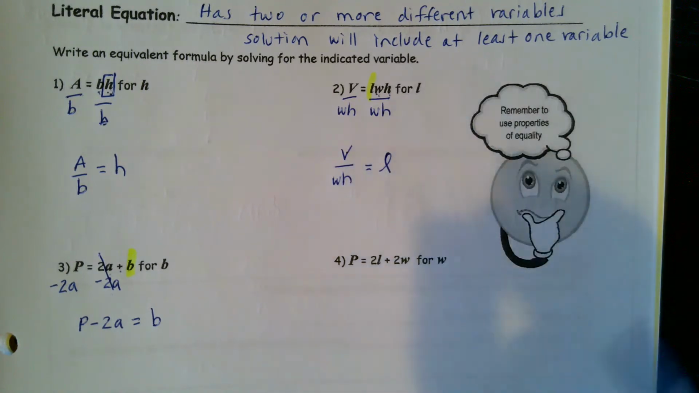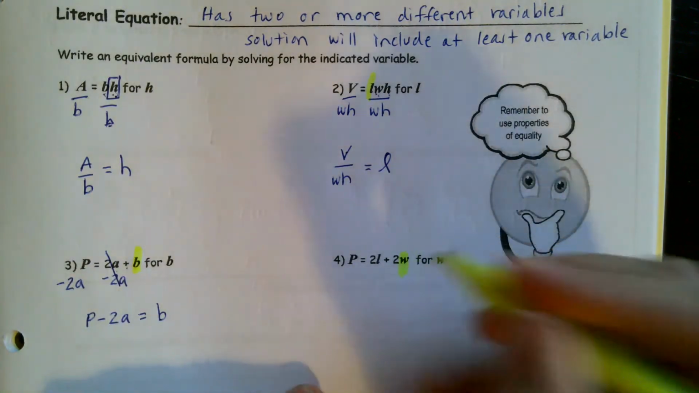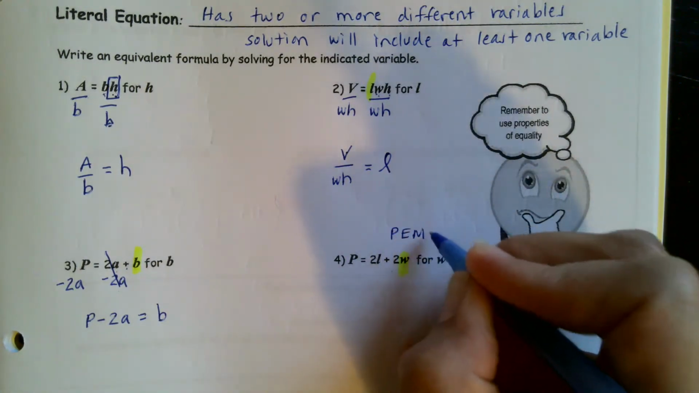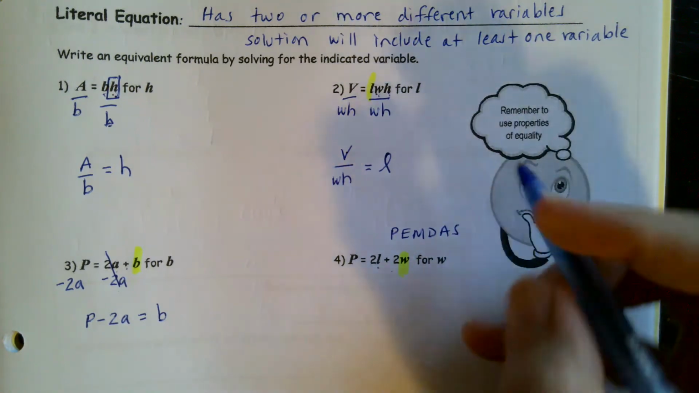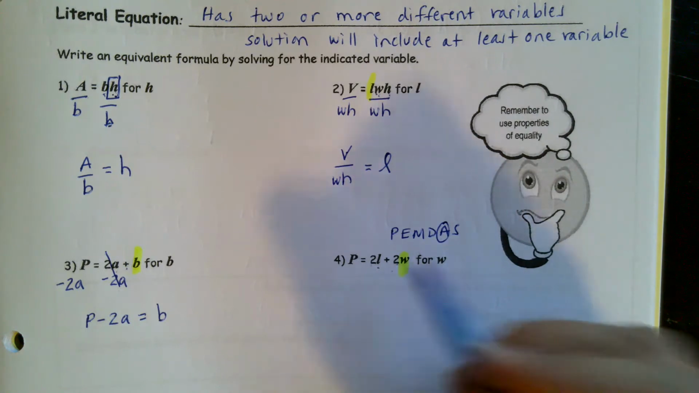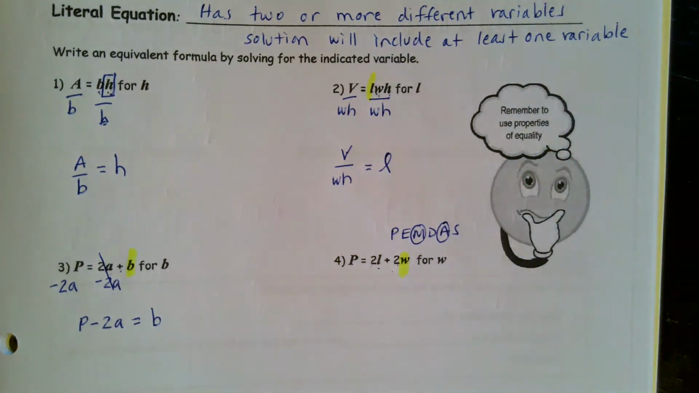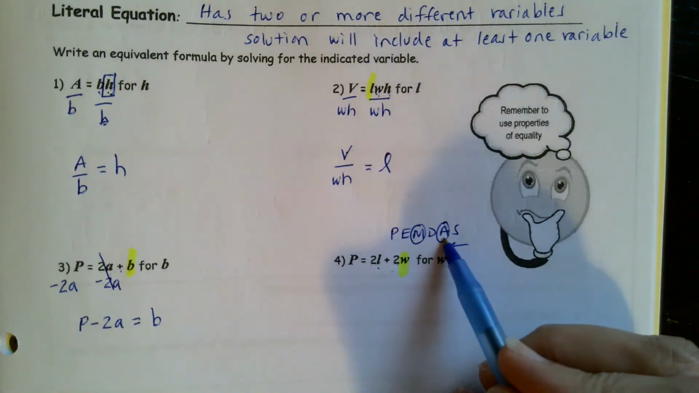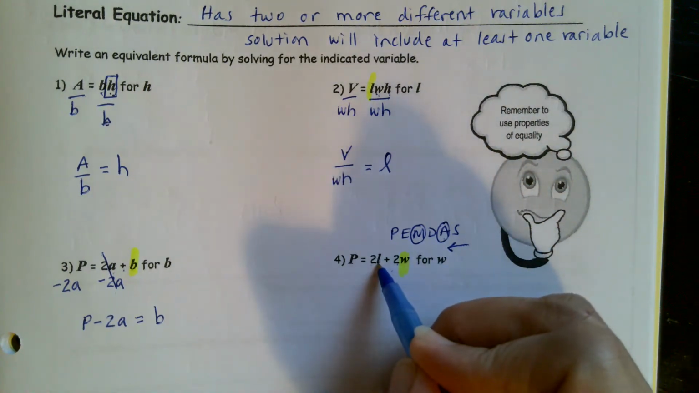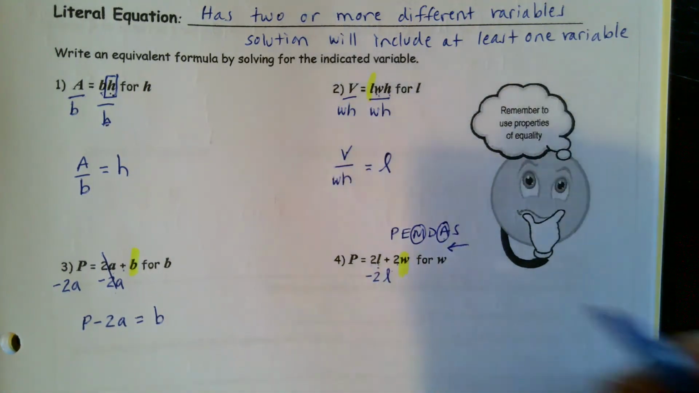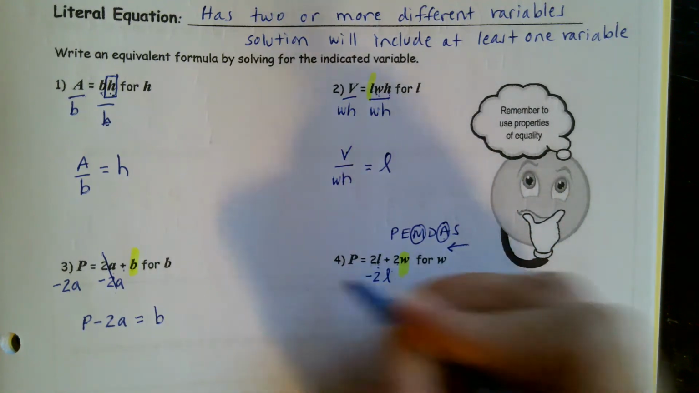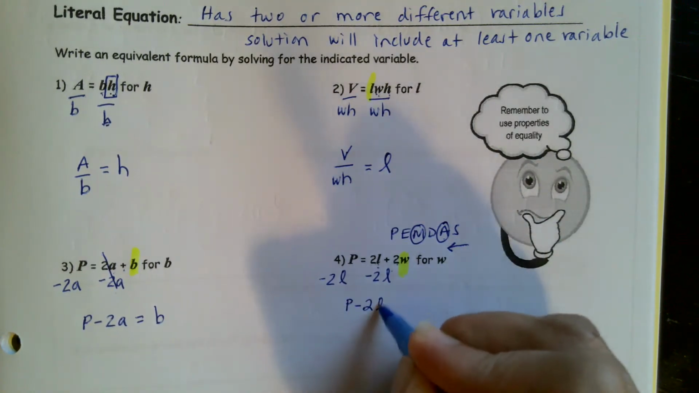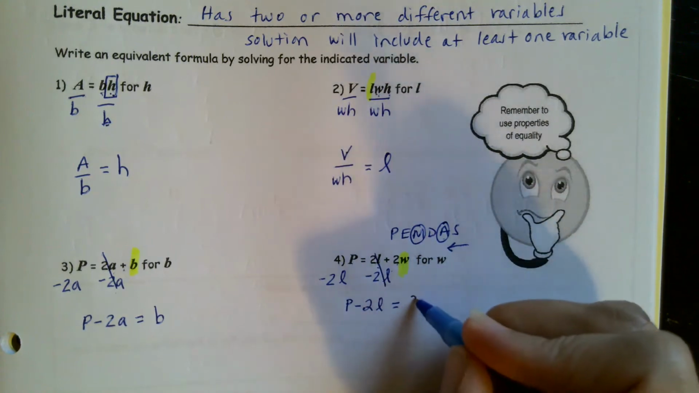How about p equals 2l plus 2w? I need to solve for w. So what's happening next to w? We take a look at PEMDAS. 2l is being added, and w is being multiplied by 2. Remember, when we solve an equation, you go in reverse order of PEMDAS. So I take care of the addition first. Instead of adding 2l, I am subtracting 2L. Whatever I do to one side of the equation, I'm going to do to the other. These are not like terms, so P minus 2L equals 2W.